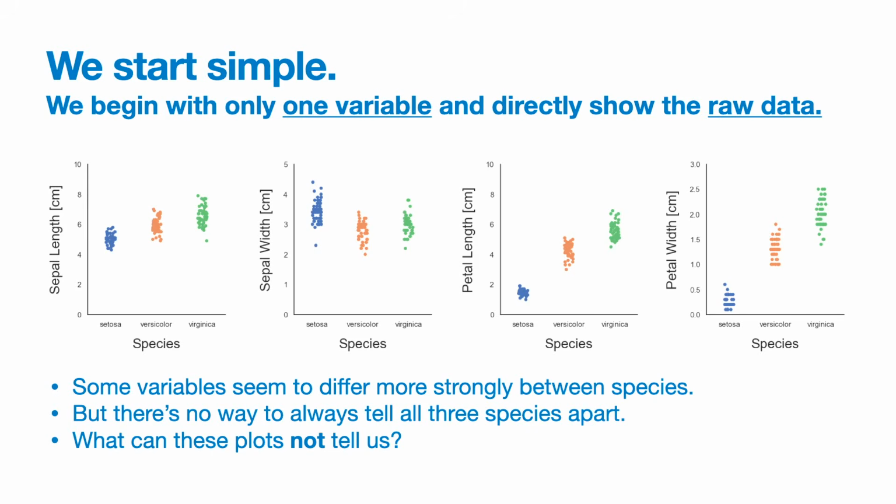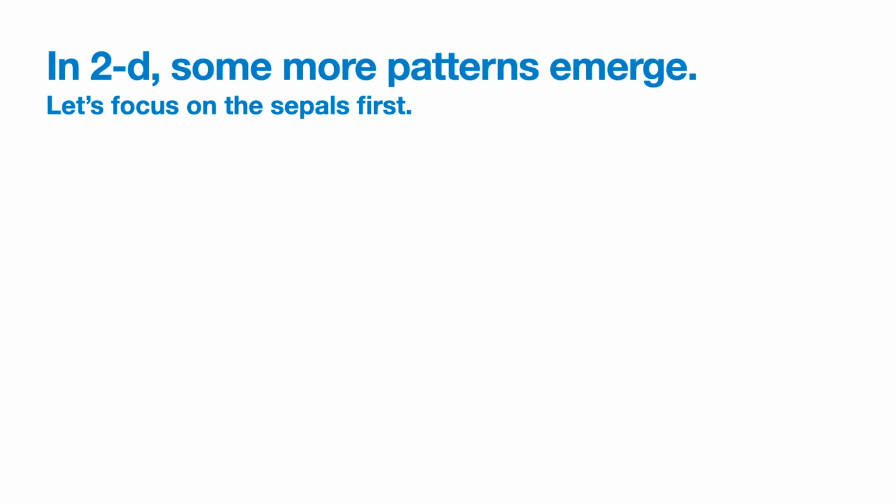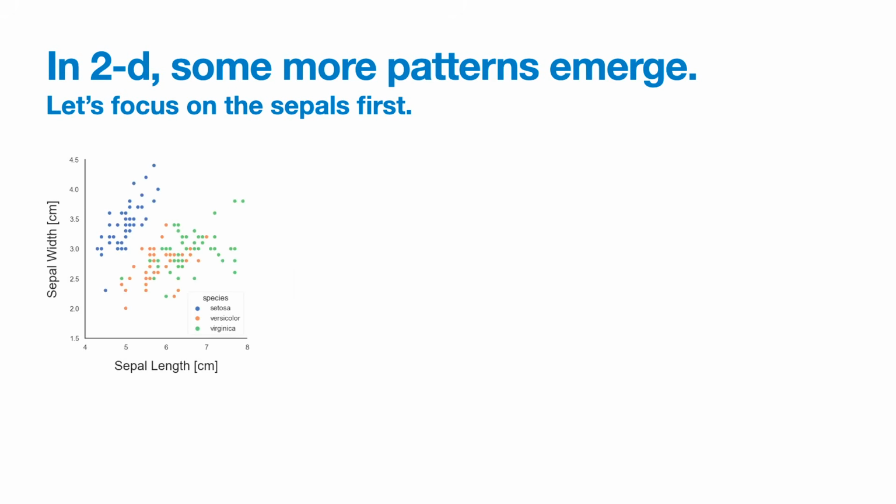What happens in higher dimension if we consider multiple variables at a time? And that's exactly my point. In 2D, if we consider 2 variables at a time, some more patterns emerge. And maybe let's just start with the sepals, because why not? What we see by looking at sepal length and width, setosa again doing its own thing, the other 2 being really intermingled.